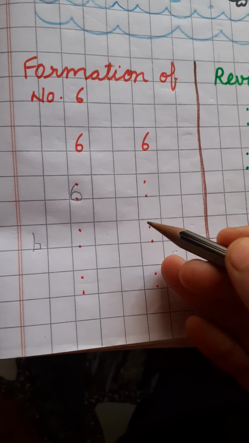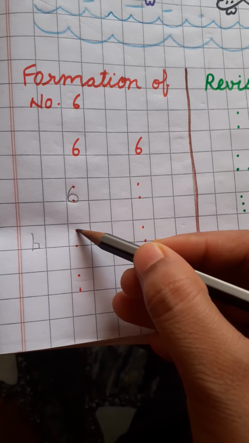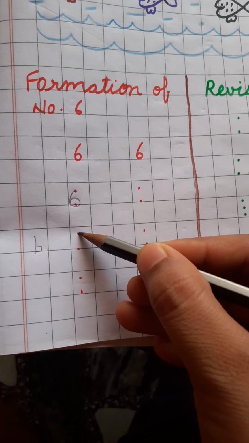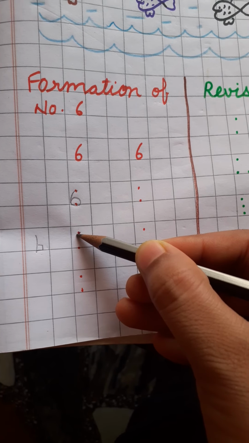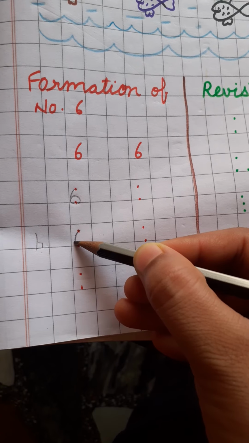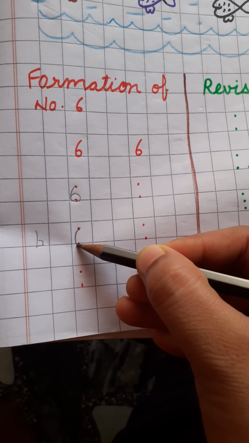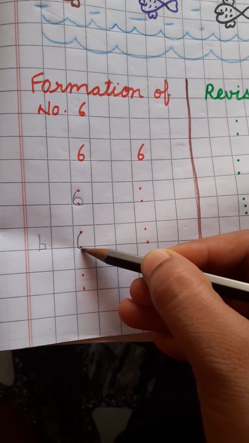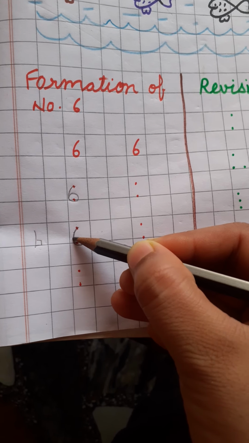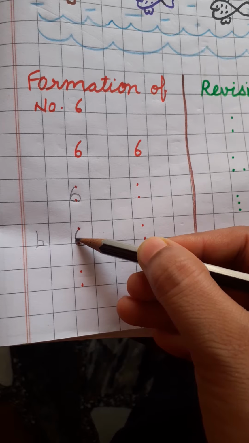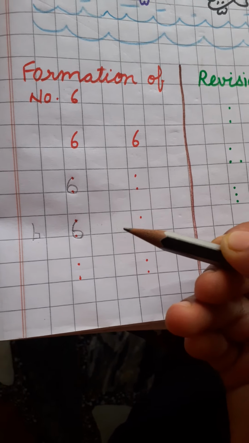So kids, draw a curve. Start from top. Very good. Very good. Okay. And now go around the clock until it ticks. Okay. That is the way to make number 6.